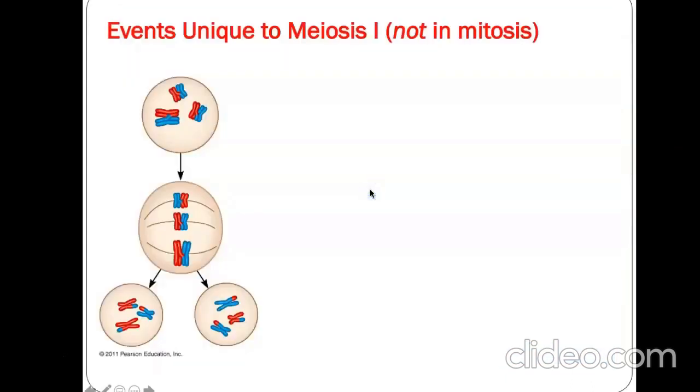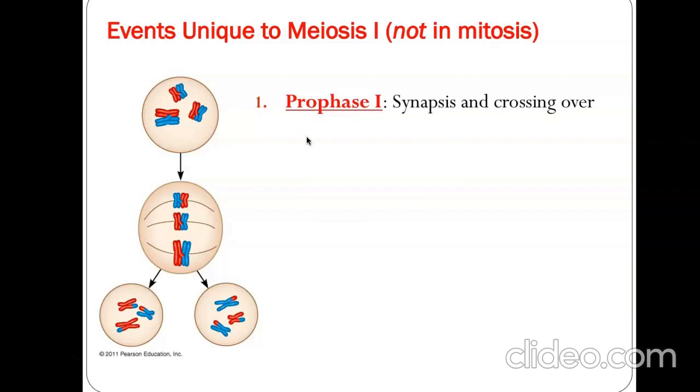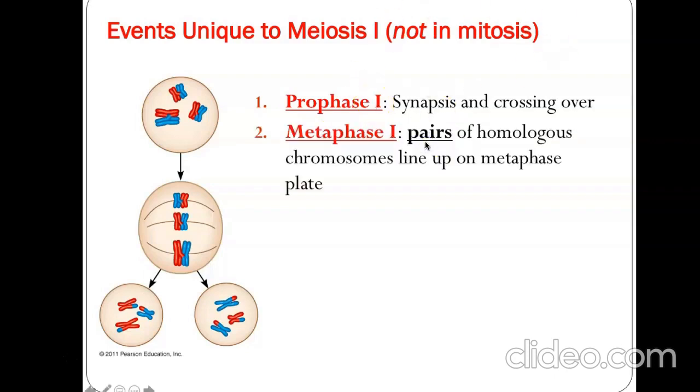The events that are unique to meiosis and not in mitosis, synapsis and crossing over, happen in meiosis, and do not happen in mitosis. Since it does not happen in mitosis, the cells that result from mitosis are identical. Since it does happen in meiosis, the cells that result from meiosis are genetically unique. In metaphase 1 of meiosis, pairs of homologous chromosomes line up. So you have that tetrad. That doesn't happen in mitosis.